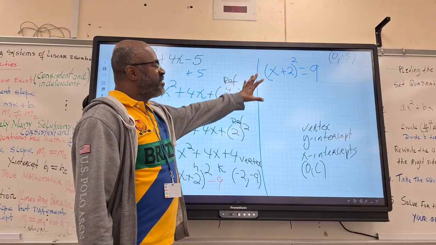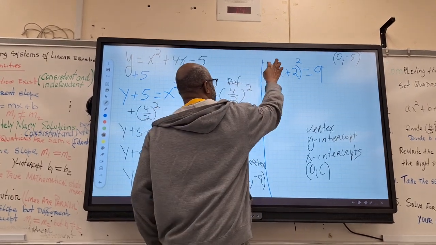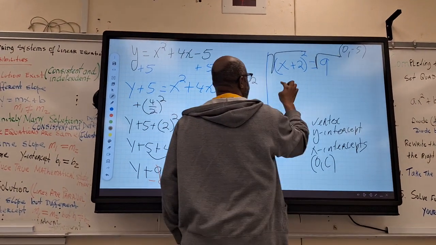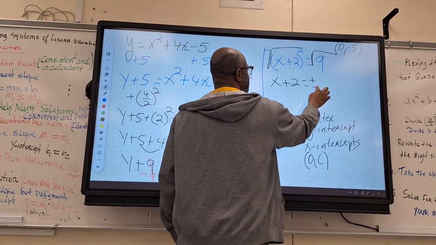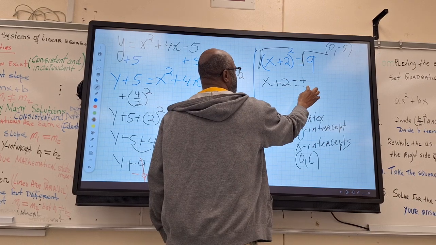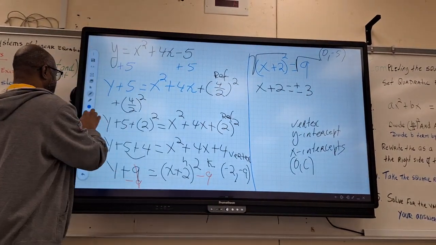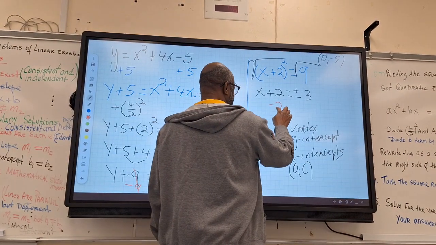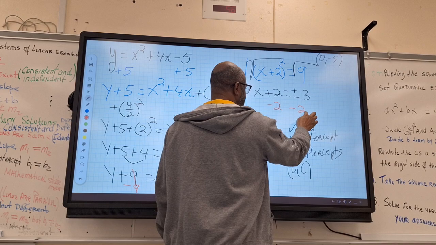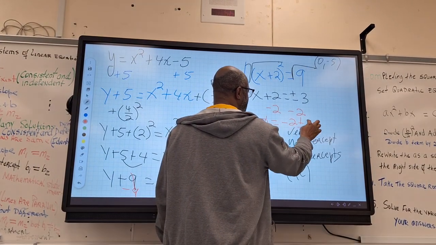Now I'm going to come here and solve for x. That's going to give my x-intercept. I'm going to take the square root of this side, and I will have x plus 2 is equal to plus or minus 3. Now I need to get x by itself. How can I get x by itself? Subtract 2. This is also my axis of symmetry. I have x equal to -2 plus or minus 3.